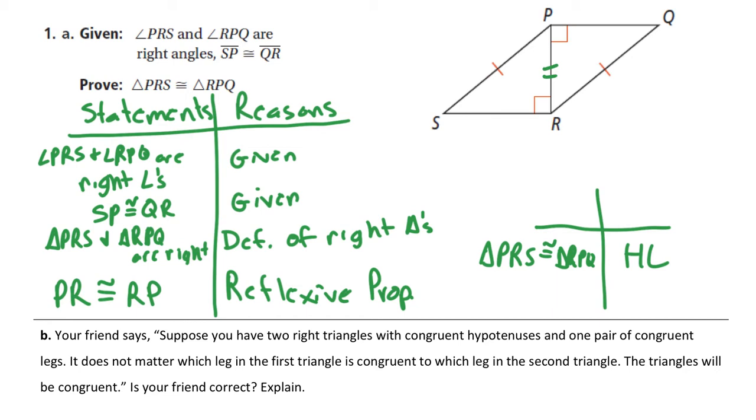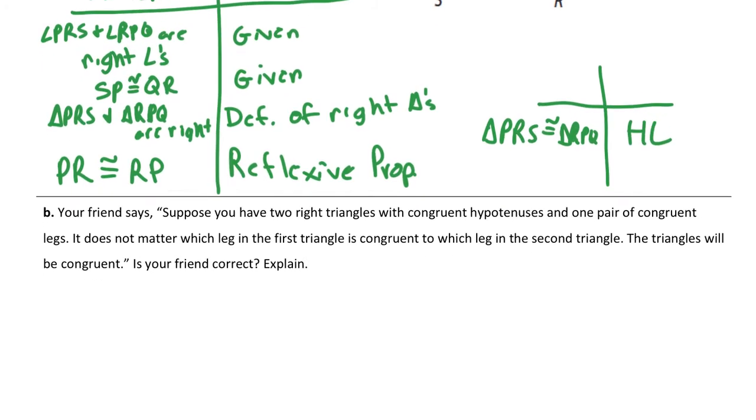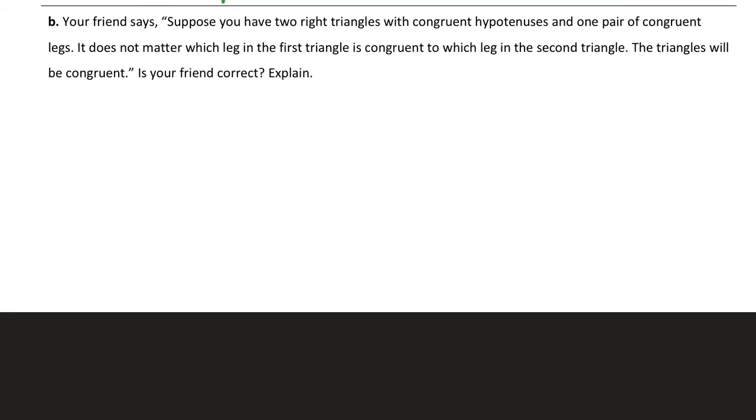So the three criteria, both the triangles have to be right, hypotenuses have to be congruent, and one pair of legs has to be congruent. So part B of this says something about your friend making a statement that you have two right triangles with congruent hypotenuses, so they're right triangles, that's the first criteria. Congruent hypotenuses is the second criteria, and one pair of congruent legs. And what your friend says, it does not matter which leg in the first triangle is congruent to which leg in the second triangle, the triangles will be congruent.